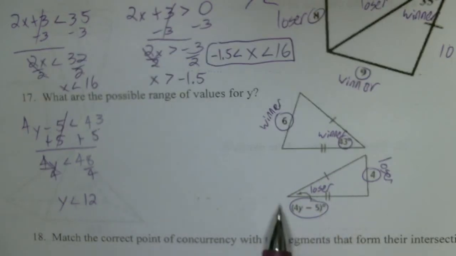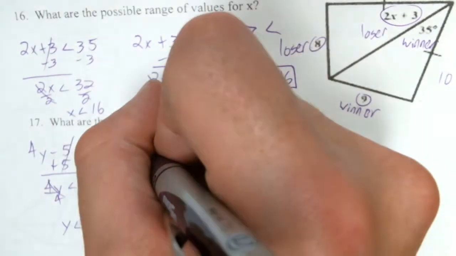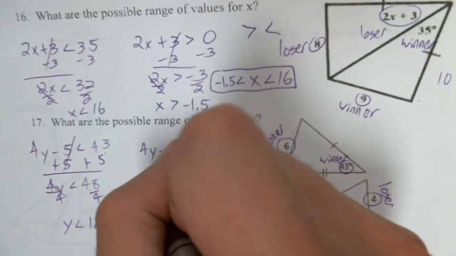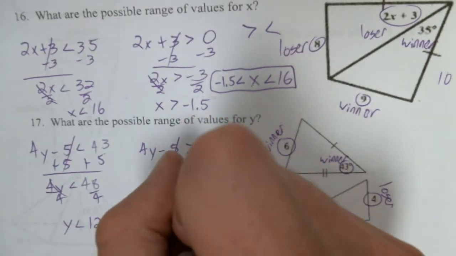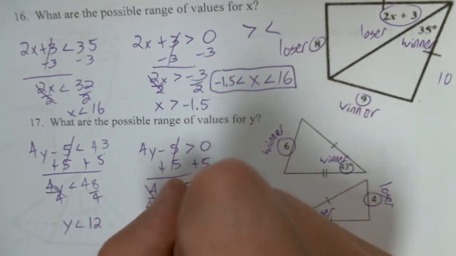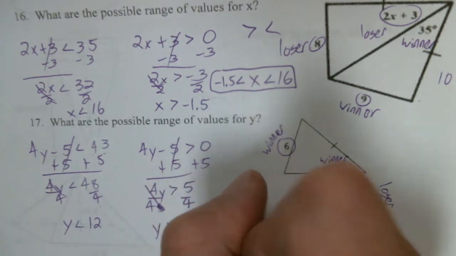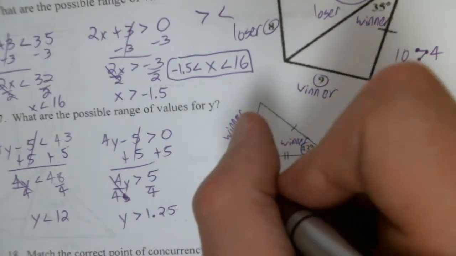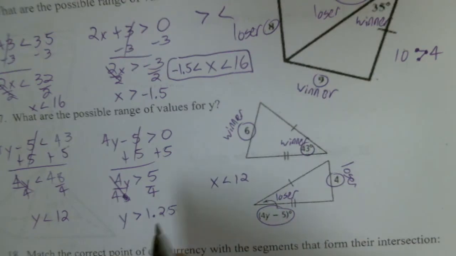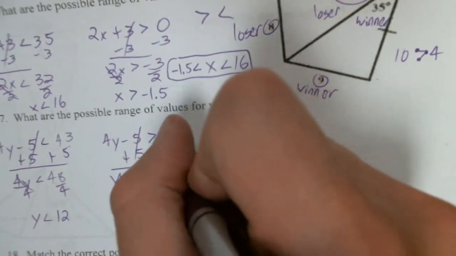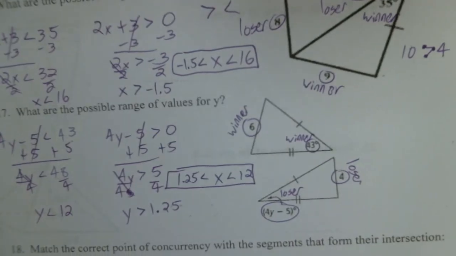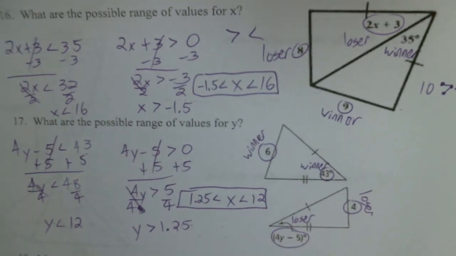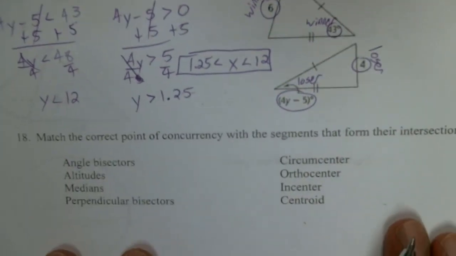Okay, the second inequality I need to set up is that this angle's got to be greater than 0. So 4y minus 5 is greater than 0. Add 5. 4y is greater than 5. Let's divide both sides by 4. And once again, we get these lovely decimals. Again, you could leave it as a fraction if you wanted to. So I know that y has got to be less than 12, and y has got to be greater than 1.25, so I avoid having a negative angle. So that is my final inequality. Feel free to rewind the video on these two problems if you don't get it the first time. This is probably the most difficult stuff of the chapter.